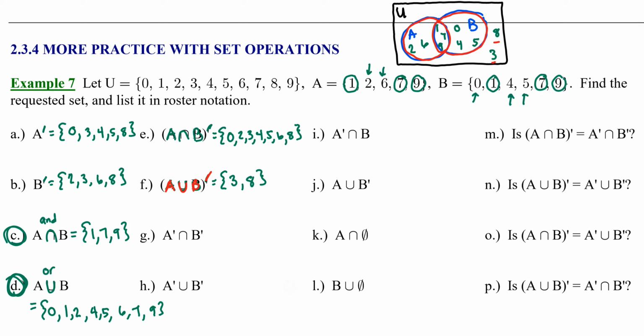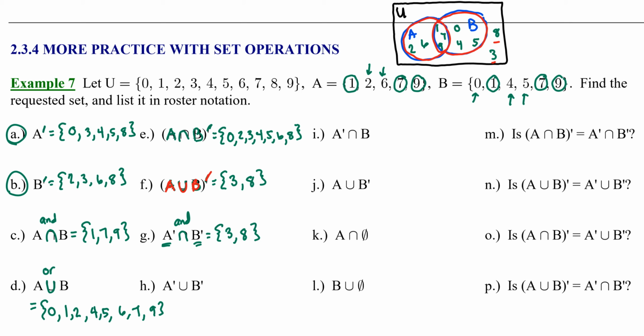Now, in order to figure out what A complement and B complement have in common, I have to know what's in this set and what's in that set. And we've already done that, right? A complement was this example. B complement is this example. So I'm trying to figure out what those two sets have in common. Notice they both have a 3 and they both have an 8. So A complement intersect B complement contains elements 3 and 8. Again, we're building off the work that we've done before.